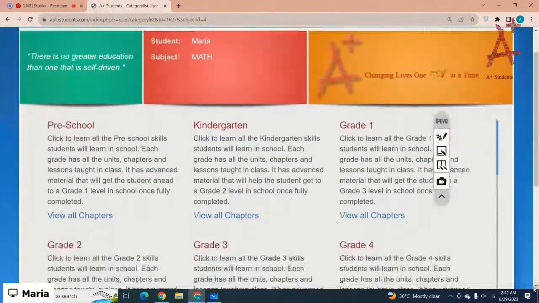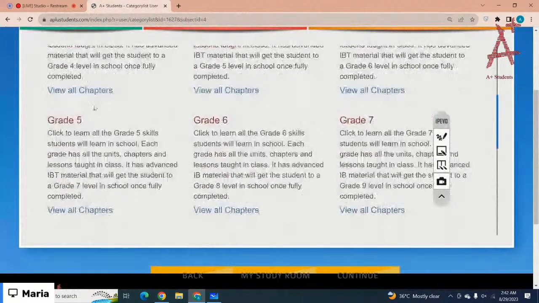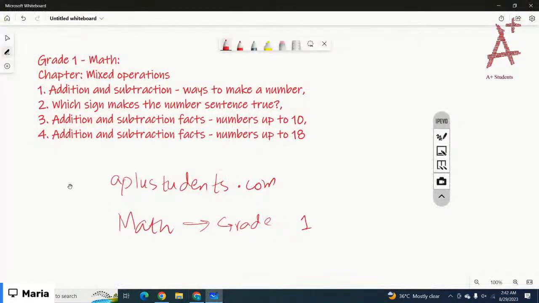Okay, so we are working on grade 1 math. We're working on the chapter mixed operations. The lessons we have covered today are addition and subtraction ways to make a number, which sign makes the number sentence true, addition and subtraction facts numbers up to 10, addition and subtraction facts numbers up to 18. So please make sure before the next session you complete all the practice questions for the lessons we did today.